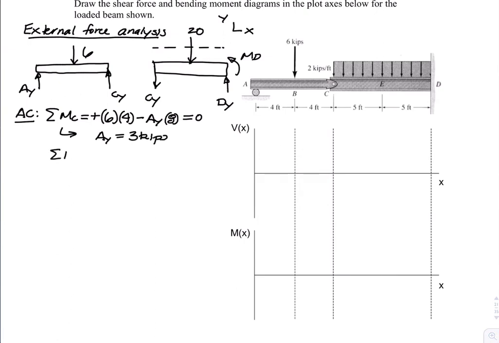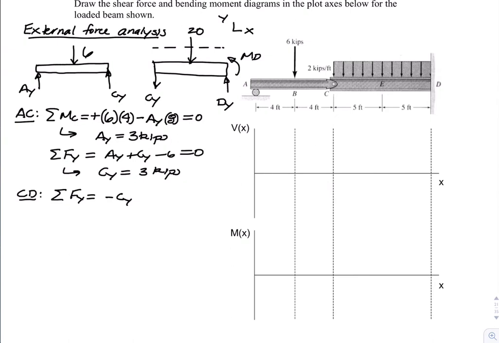If I do a summation of forces in Y, I've got AY plus CY minus 6 for equilibrium. That's a 0. So the reaction force there at C, CY, is also 3 kips. I'll look at member CD, and my first equation is going to be summing forces on that member in Y. We got minus CY, plus DY, minus 20. For equilibrium, that is a 0. So the reaction force there at the wall is going to be 23 kips.